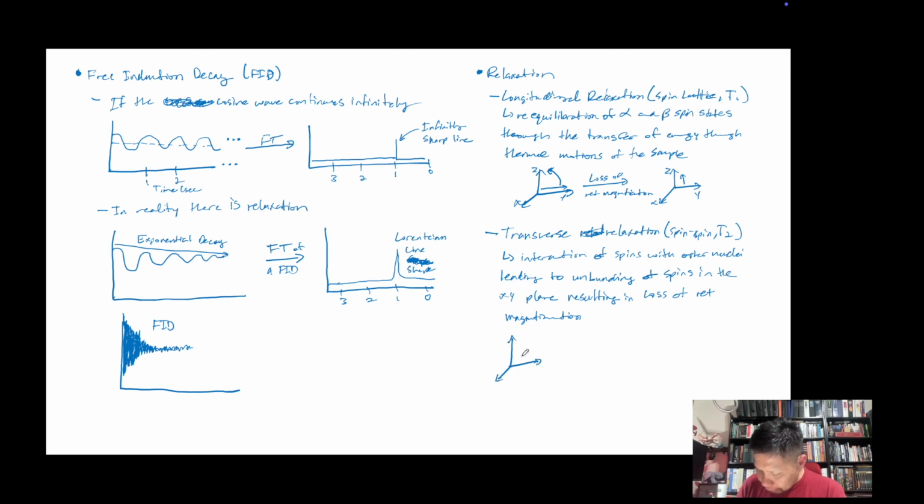And so to draw that, we can show two protons that start out together. And as they go around and precess, unbunching occurs because of interactions between the spins and the nuclei. Unbunching. And then we end up with one of the protons over here, and then the other proton is over here, and that results in the loss of net magnetization.